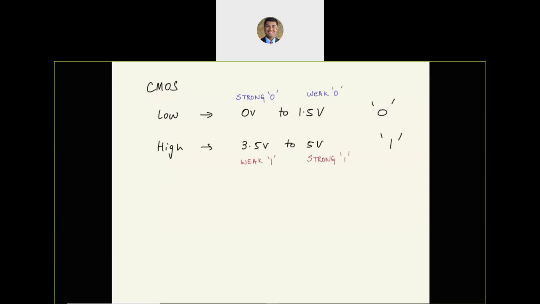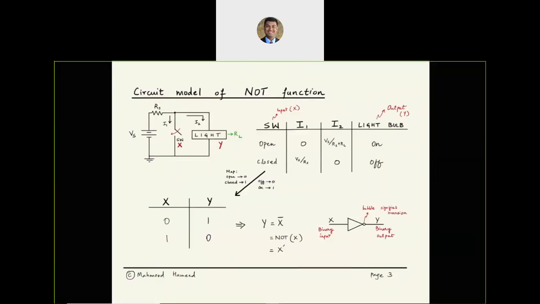Very similar reasoning to the low. So if it is 5 volts, then there is no confusion whether it is high or not. But if it is 3.5, then there could potentially be some confusion about that state. Now, the obvious question here is, what about the voltages that are between 1.5 and 3.5 volts? Well, those are undefined voltages. So if a particular signal is, say, 2 volts, then it is neither low nor high in the case of CMOS circuits.